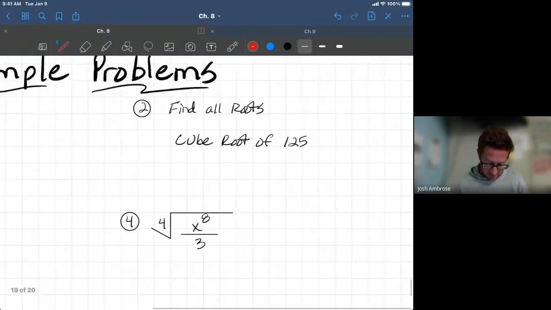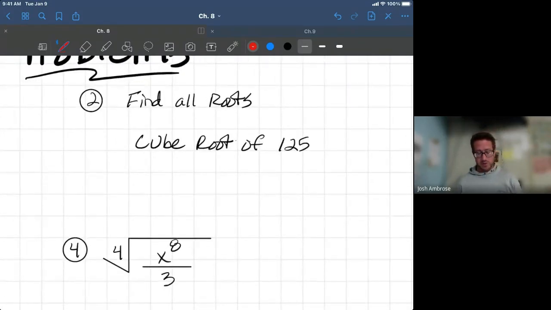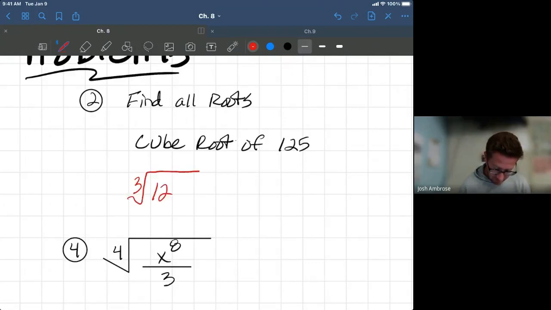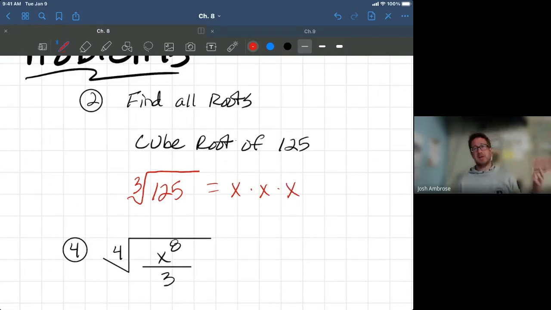All right, let's move on to this one. Find all roots, and what we're doing is a cube root of 125. Another way to think of this, let's rewrite this. Cube root of 125 equals x times x times x. We're trying to figure out what number multiplied by itself 3 times is going to equal 125. I always recommend when you're doing cube roots or 4th root situations, start really, really low with your educated guesses.